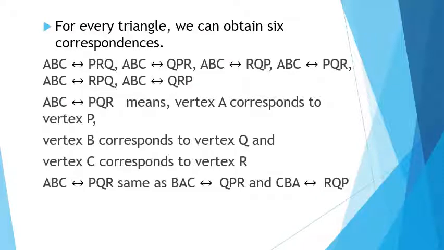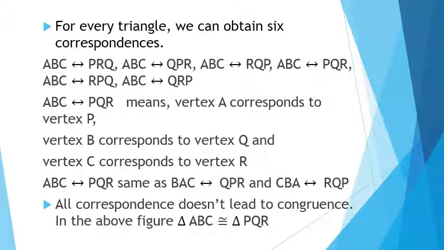Whenever we change the vertices of one triangle, we also have to change those of the corresponding triangle so that it does not affect the meaning. That is why ABC corresponds to PQR is the same as BAC corresponds to QPR or CBA corresponds to RQP. The correspondence is very important in the case of congruence, so you must understand it properly. If any doubt is there, you can put it in the comment box also.